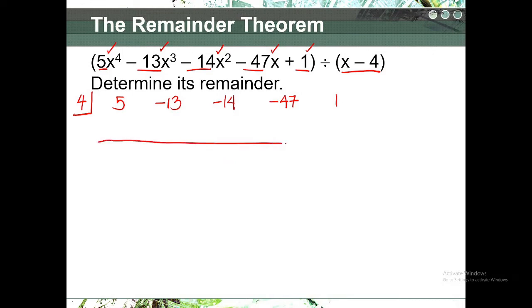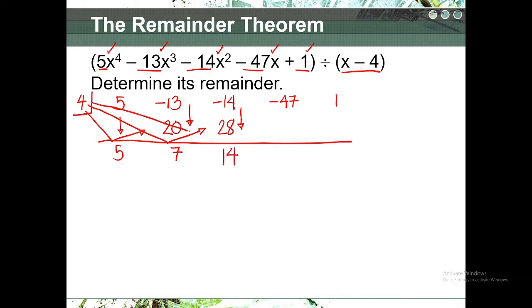So I am simply writing the coefficients of each term. Then, let's do synthetic division. Bring down 5. Multiply 4 and 5 to get 20. Combine negative 13 and 20, that will give us 7. Multiply 4 and 7, that will give us 28. Combine negative 14 and 28, that's positive 14. Multiply 4 and 14, that is 56. Combine negative 47 and positive 56, that would be 9. Multiply 4 and 9, that will give us 36. The remainder is the number 37.